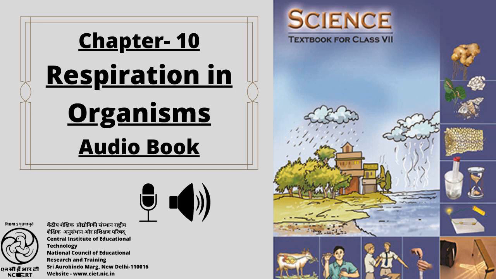You should know that there are some organisms such as yeast that can survive in the absence of air. They are called anaerobes. They get energy through anaerobic respiration. In the absence of oxygen, glucose breaks down into alcohol and carbon dioxide, as given here. Glucose in the absence of oxygen becomes alcohol plus carbon dioxide plus energy.